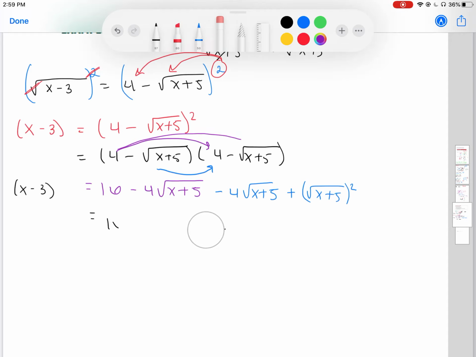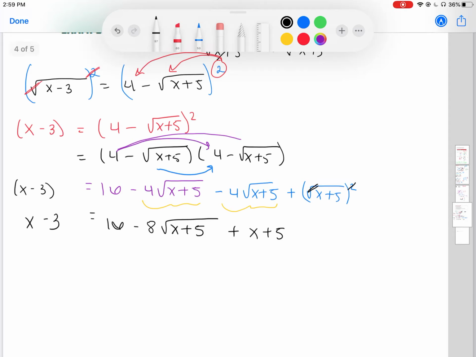But we can combine like terms. I got ahead of myself. These two are like radicals, or like terms. So negative 4 minus 4 gives us negative 8. So I have negative 8 square root of x plus 5, plus, that radical and that square undo each other, we're left with x plus 5. And on the left-hand side, I'm left with x minus 3.